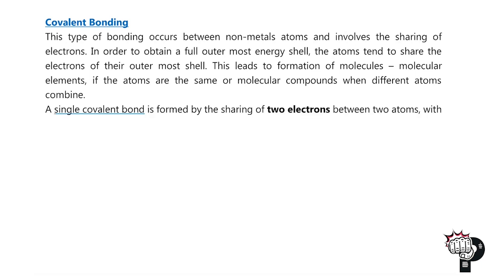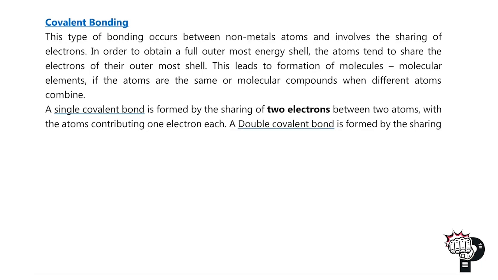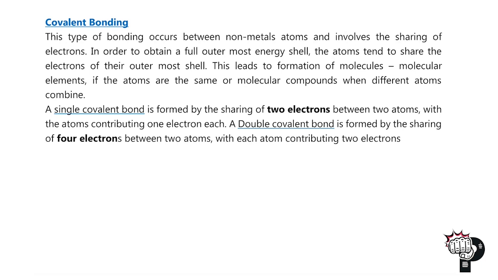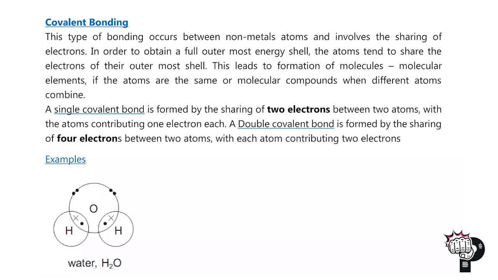In a single covalent bond, 2 electrons are shared, 1 from either atom. In a double covalent bond, 4 electrons are shared, 2 from each contributing atom. Let's look at some examples. Water, H2O, is an example of a covalent compound. There's 1 atom of oxygen and 2 atoms of hydrogen, and then the sharing of electrons.